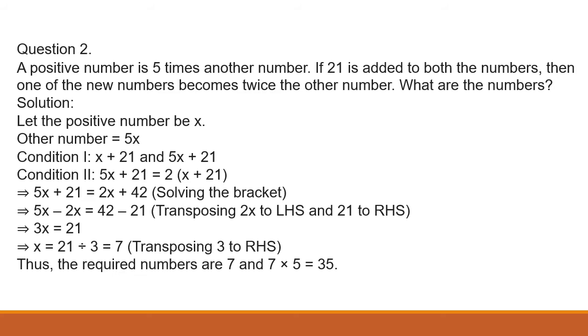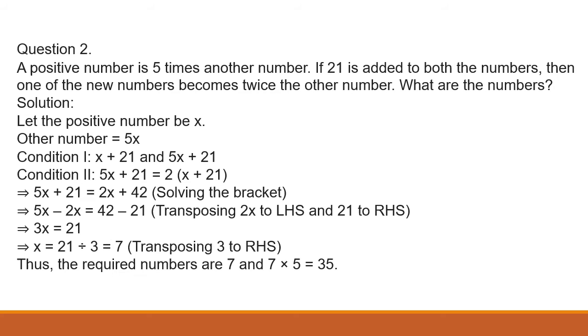When transposing terms, a positive term becomes negative. So 5x minus 2x equals 42 minus 21. 5x minus 2x gives 3x, and 42 minus 21 gives 21. So the statement is 3x equals 21, so x equals 21 divided by 3.